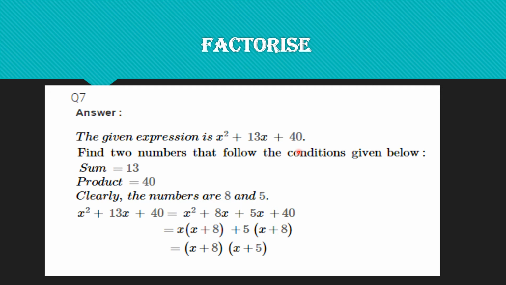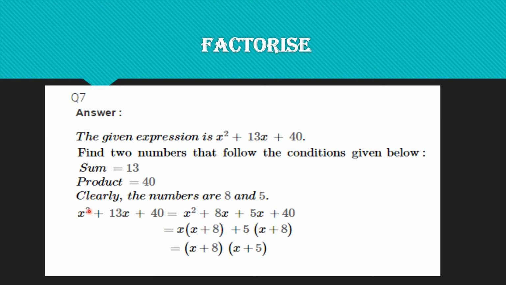10 fours are 40. If you add 10 and 4, the sum has to be 13, but if you add 10 and 4, the sum is 14. So they are not the factors. Now find out the next factor. 8 fives are 40. The product is 40 and the sum 8 plus 5 is 13. So the numbers are 8 and 5.